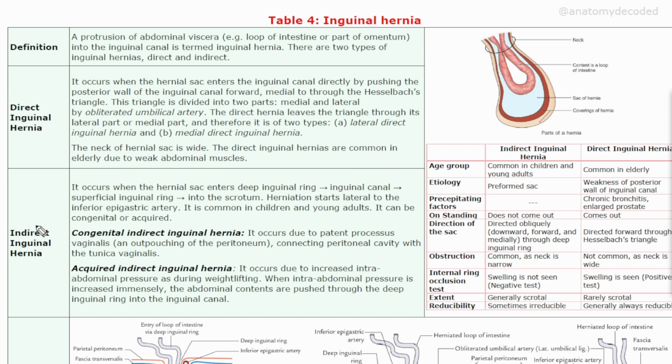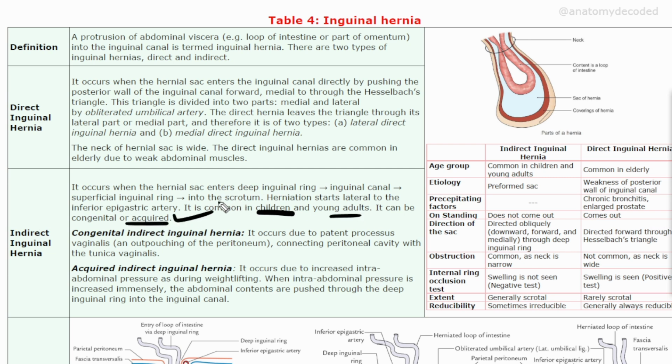Then what is an indirect inguinal hernia? Let's see, when the hernial sac enters the deep inguinal ring, then the inguinal canal, and then the superficial inguinal ring into the scrotum, this kind of hernia is referred to as indirect inguinal hernia. This herniation starts lateral to the inferior epigastric artery. It is common in children and young adults, and it can be congenital or acquired.